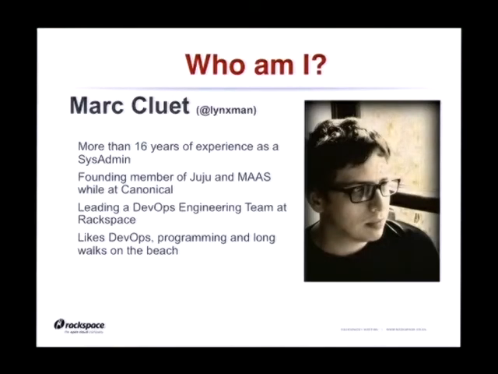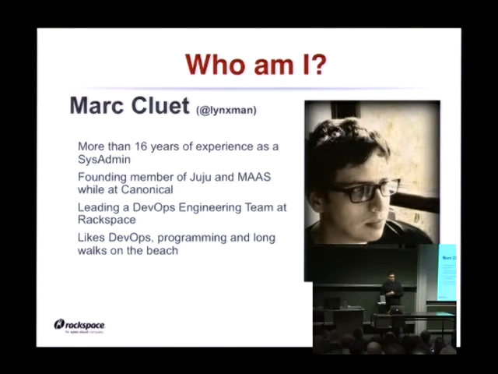I am Mark Clouet. I've been a SysAdmin for 16 years. I've done a bit of everything, from racking modems to setting up networks to going to customer houses. I was working at Chemical before, where I was one of the founders of Juju and MAAS. And I'm now running a DevOps engineering team at Rackspace, in which we try to help with configuration management and policies. I like DevOps, and I play it in my free time and work it in a bit.